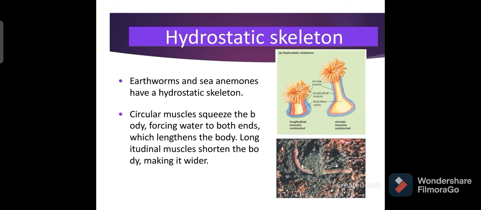Hydrostatic skeleton. Earthworms and sea anemones have hydrostatic skeletons. So those are the examples of animals that have hydrostatic skeletons. Circular muscles squeeze the body, forcing water to both ends, which lengthens the body. Longitudinal muscles shorten the body, making it wider.